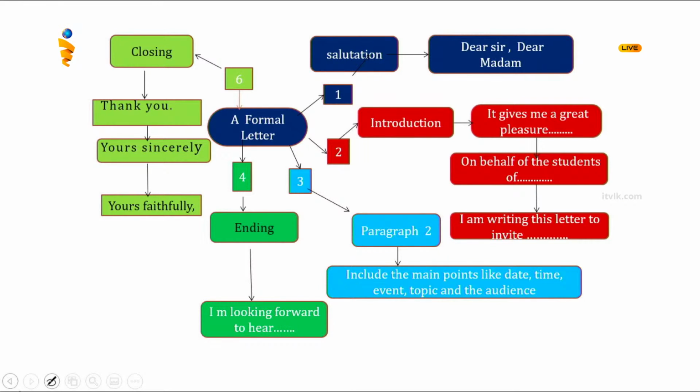Look at the spellings of dear. That is also important. And the punctuation marks I have used. Dear sir, comma. Dear madam, there should be a comma too. Then the introductory paragraph, you can start.